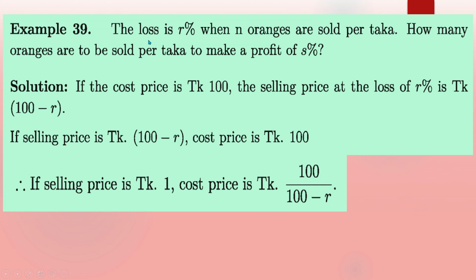Number 39: Losses are R percent when n oranges are sold per taka. How many oranges are to be sold per taka to make a profit of S%? Solution: if the cost price is taka 100, the selling price at the loss of R% equals 100 minus R. We know this. Okay, student. So when the selling price is taka 100 minus R, the cost price will be 100. So when the selling price is 1 taka, the cost price will be 100 by 100 minus R.